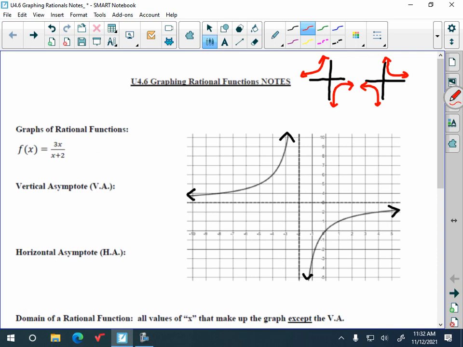Here's an example of a rational graph. We have these 2 dotted lines. These are called asymptotes. There's a vertical asymptote and a horizontal asymptote. They act as boundary lines so the 2 curves don't cross each other. Because this is a function, it has to pass the vertical line test, and if these boundary lines were not there, the curves would cross each other and it wouldn't be a function. This one right here is our vertical asymptote, and this one right here is our horizontal asymptote. There's only one of each, one vertical and one horizontal.